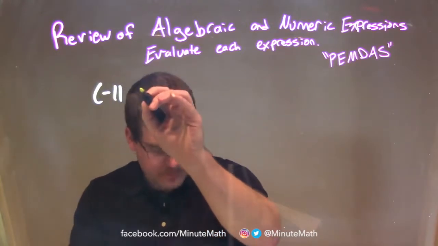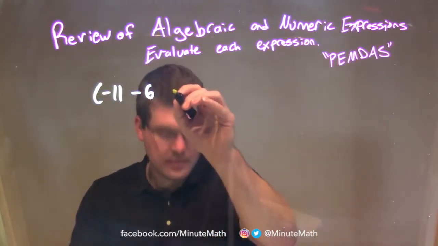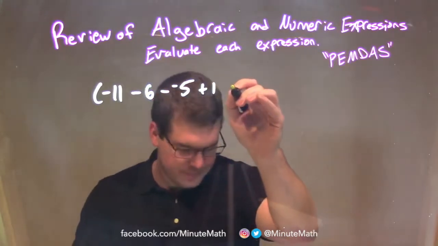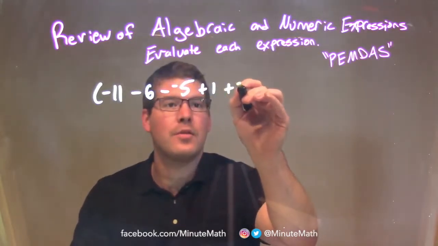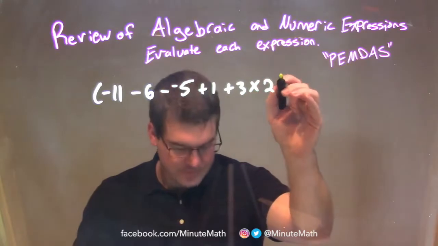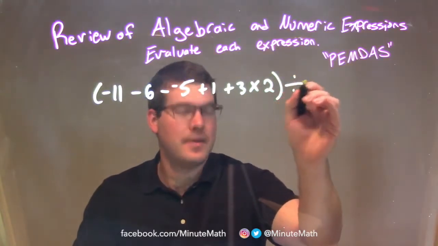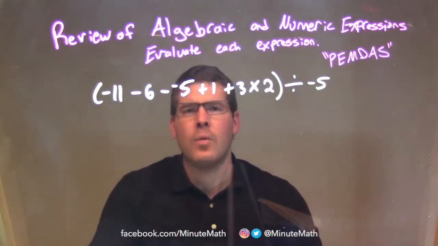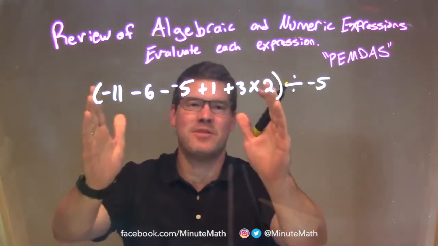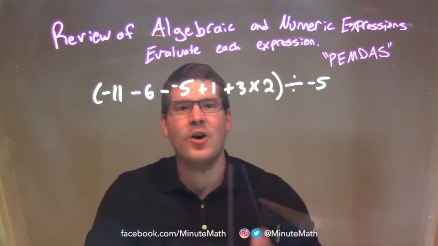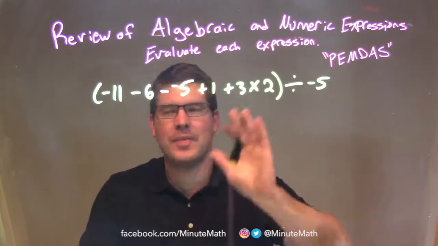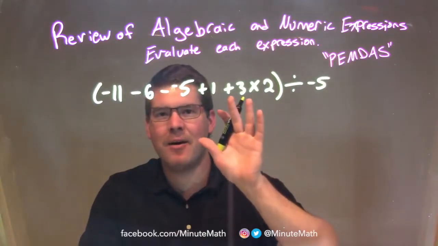Negative 11 minus 6 minus negative 5 plus 1 plus 3 times 2 parentheses divided by negative 5. All right, so what I want to do is first I deal with that parenthesis, what's inside the parenthesis. Now, inside the parenthesis, I see a lot of subtraction and addition and then one little multiplication. I'm going to convert everything to be addition.